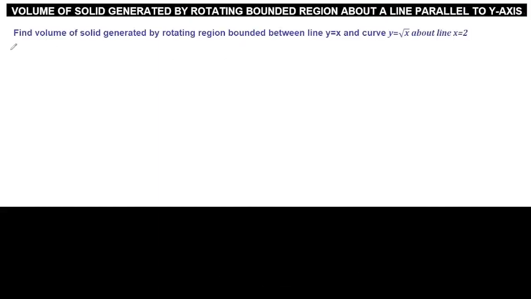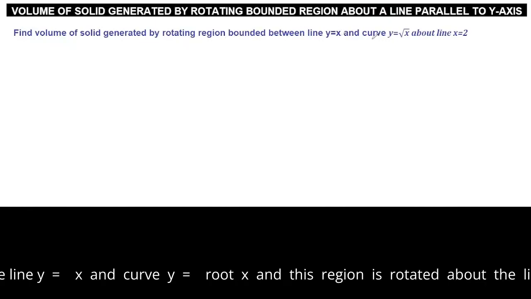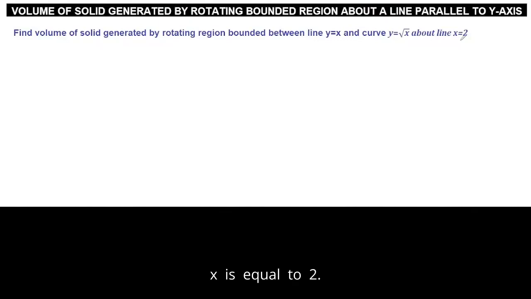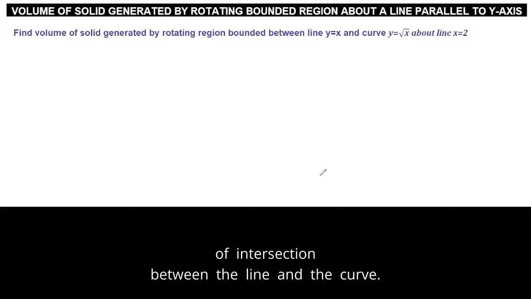So the question is, find the volume of the solid generated by rotating a region bounded between the line y is equal to x and the curve y is equal to root x, and this region is rotated about the line x is equal to 2. To identify the region bounded between the line and the curve, first we need the point of intersection between the line and the curve.